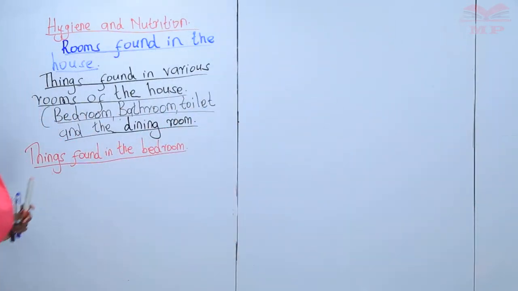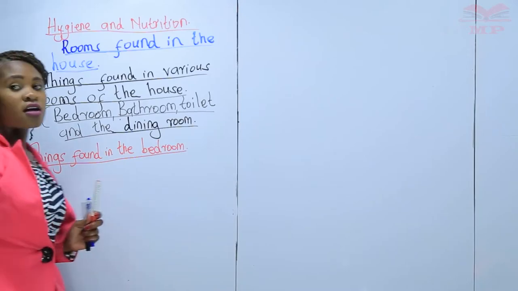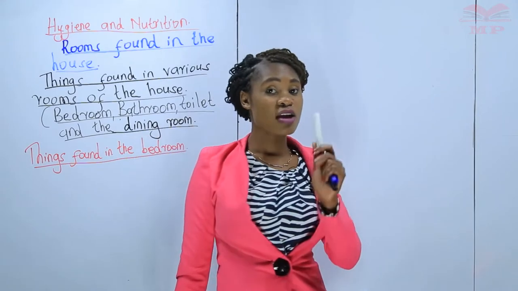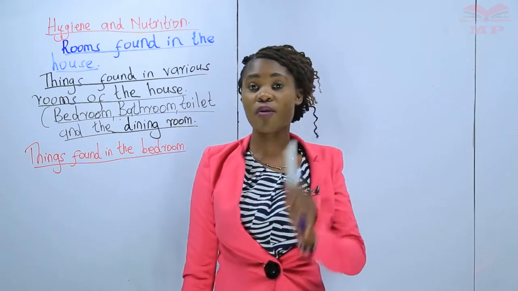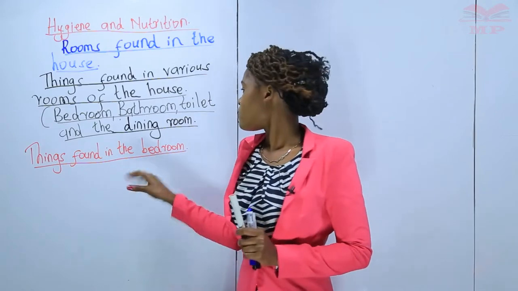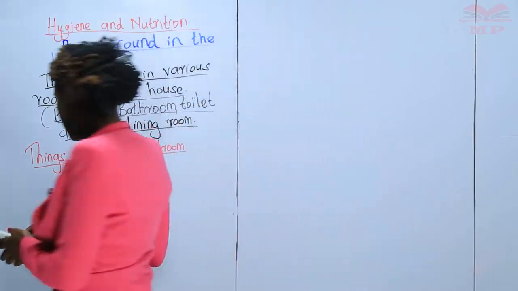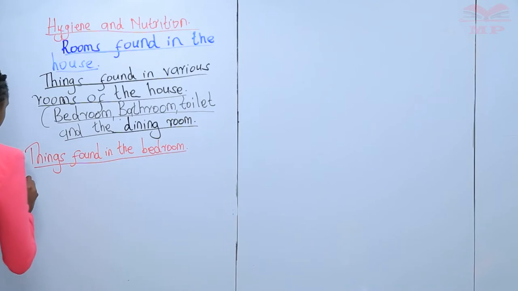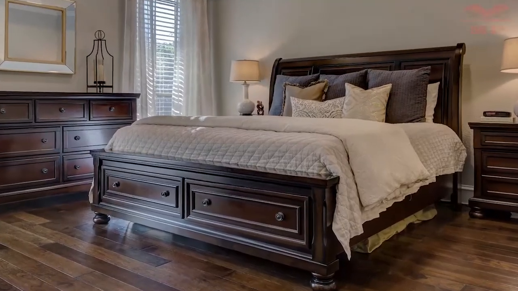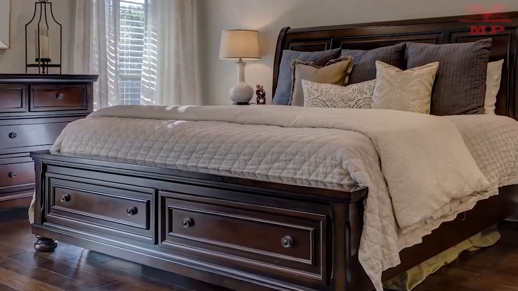Let's start by finding out the things that are found in a bedroom. A bedroom is a place where we have our sleep or we take our naps. What are some of these things that can be in the bedroom? The first one, we have a bed. A bed is found in the bedroom. That's a picture of a bed.